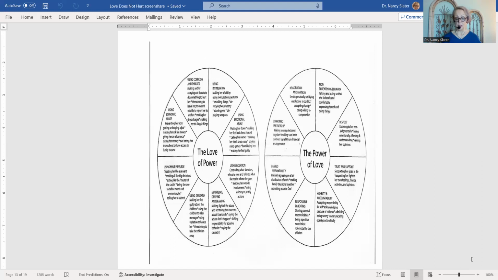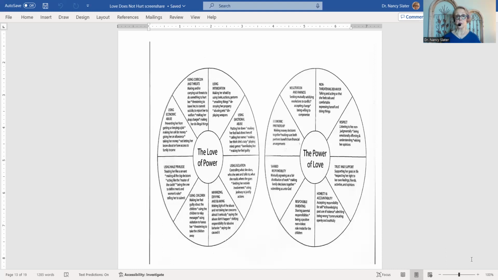Instead, in the power of love, we use honesty and accountability. Going over using children, abusing those children, in the power of love, using responsible parenting. Using male privilege or using female privilege, as we discussed, both can be used. In the power of love, we're sharing responsibility.